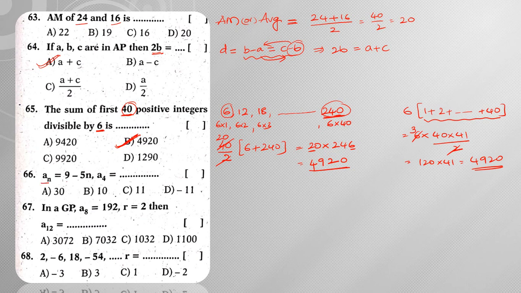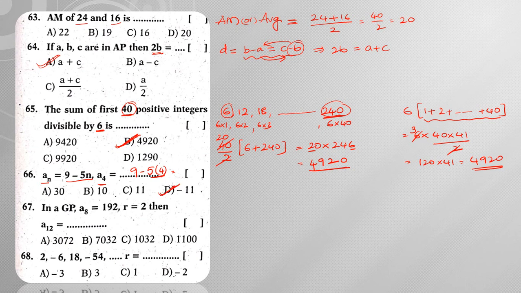Next, an is equal to 9 minus 5 times n. Then what is the value of a4? A4 means instead of n I need to substitute 4. That I can write as 9 minus 5 into 4. So 5 4s are 20, 9 minus 20 is minus 11.